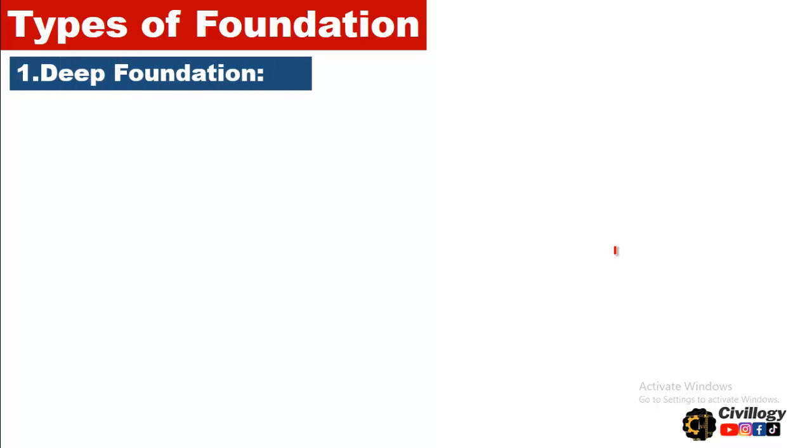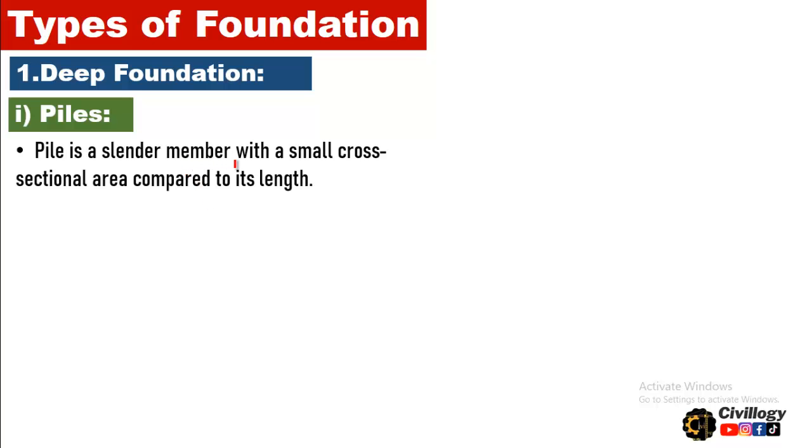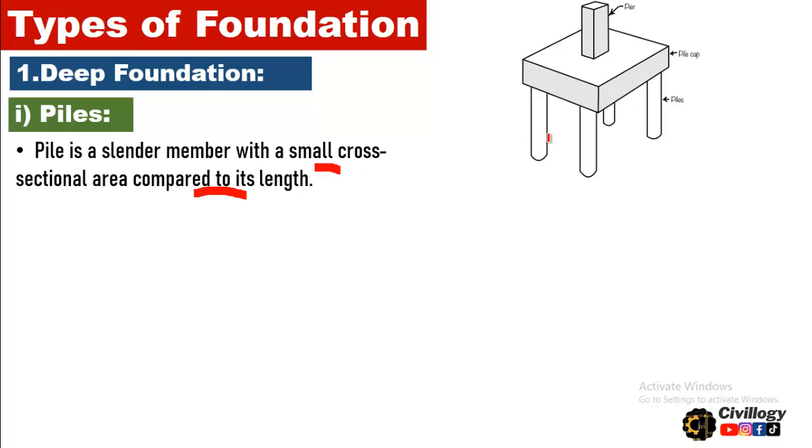Now coming towards deep foundation. The first type of deep foundation is piles. A pile is a cylindrical member with a small cross-sectional area compared to its length. As you can see in this picture, these are the piles which are underground. So these are part of the substructure. Okay, these lie under the ground, below the ground.